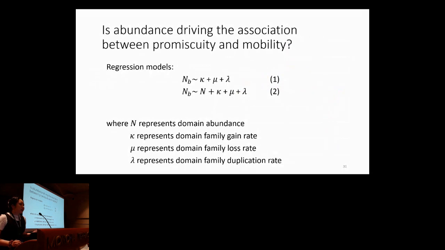Since we know that now promiscuity is correlated with mobility, abundance is also correlated with mobility. And moreover, we already saw that normalizing by abundance had a huge effect on promiscuity measures, and promiscuity is bounded by abundance. So we wonder whether the significant correlation we observed is a byproduct of abundance. To answer that question, we performed linear regression using a more complex model in which abundance is included as an independent variable. And here we will use the result for bigram frequency as an example.